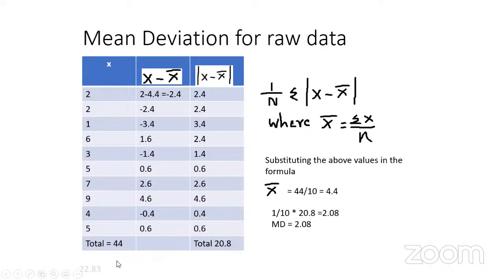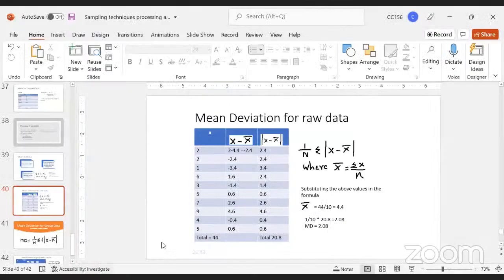Now, substituting: the number of observations is 10, and the sum of modulus of x minus x bar is 20.8. So 1 by 10 into 20.8 gives 2.08. This is the mean deviation of the raw scores given. We will look into how much deviation there should be so that your scores are strong in the next class, when we talk about standard deviation. Shall we do one problem on this very quickly? Time is running short.